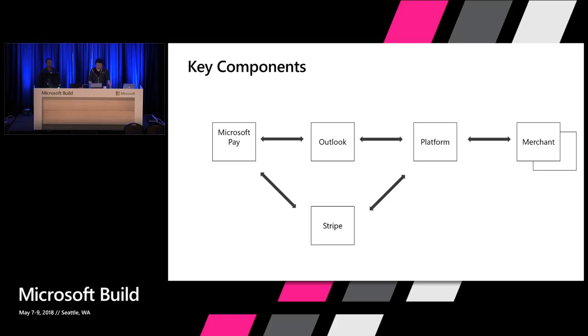So once the platform takes this token, they can charge it against Stripe, and Stripe will handle the rest and be able to funnel that to the correct merchant. So that, in essence, is how payments work in Outlook.